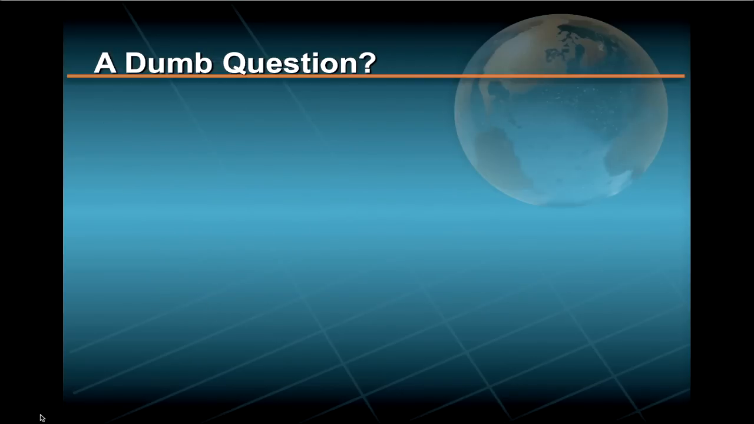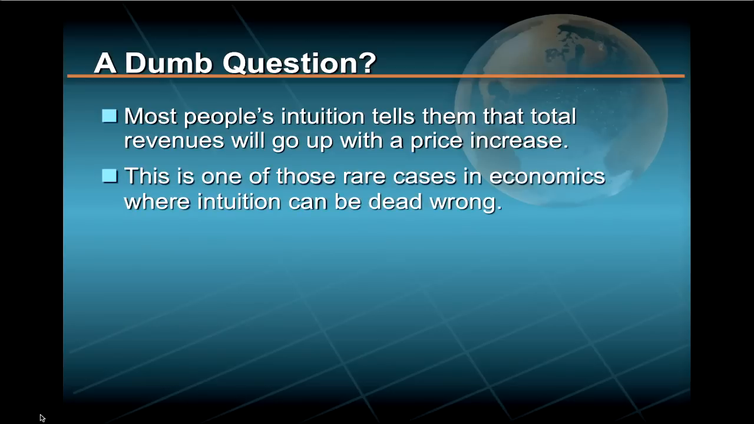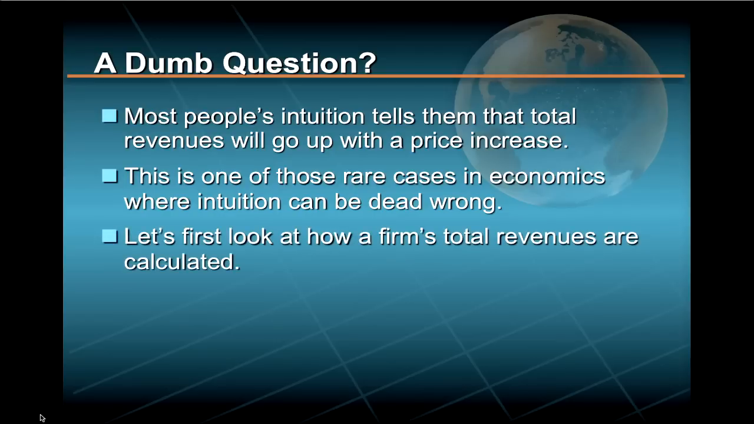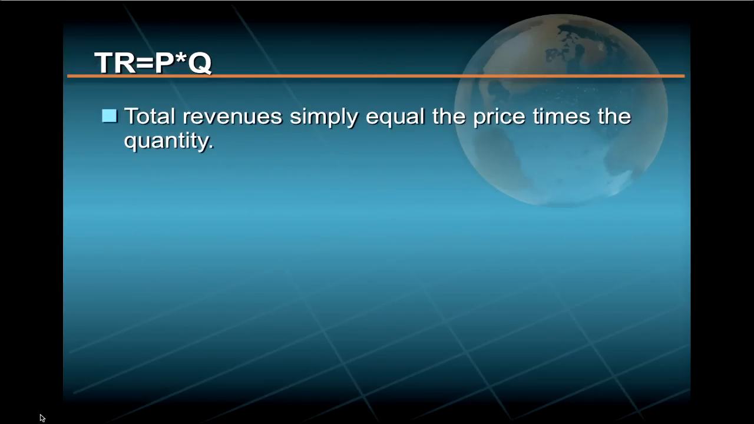At an intuitive level, this might seem like a really dumb question. Why? Because most people's intuition tells them that, of course, total revenues will go up with a price increase. But this is one of those rare cases in economics where intuition can be dead wrong, as the case of Stuart Applegate in our introductory lecture indicated. To see why, let's first look at how a firm's total revenues are calculated. Here's the formula. Total revenues simply equal the price times the quantity.